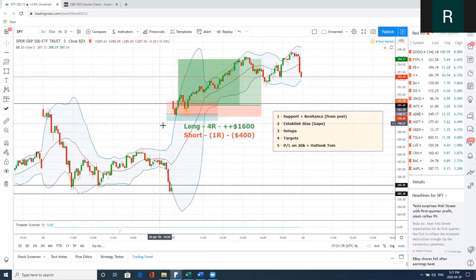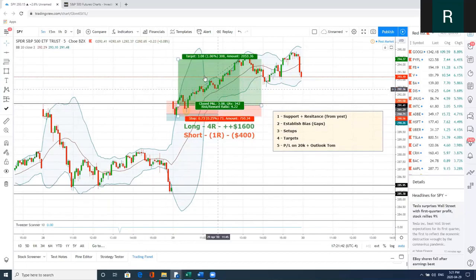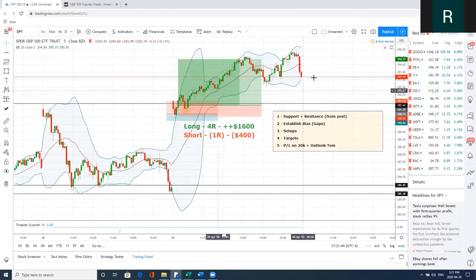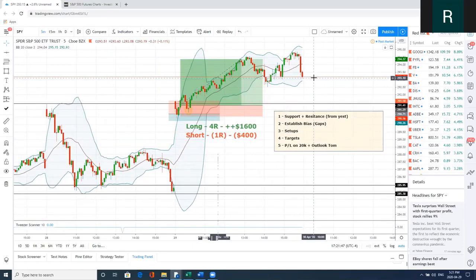In terms of targets, guys, like I said, you could have used the fibs, you could have trailed this mid band on the way up, you could have taken targets, whatever your system says, based on your testing. Overall, just to illustrate again, with a P&L on a $20,000 account, using a 1 to 2% risk, we could have got 4R on the long, plus $1,600, and on the short, definitely would have taken a loss. Then you'd have to realize that your attempt is done for the day. We would have had a result of a negative 1R, minus $400.